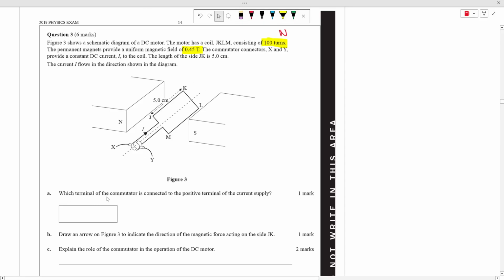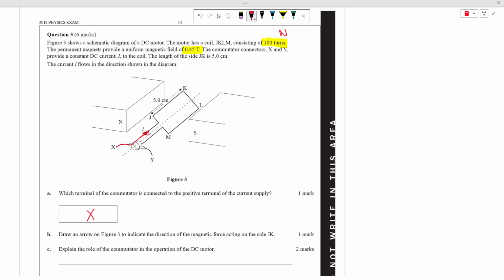Alright, current I flows in the direction shown in the diagram. Which terminal of the commutator is connected to the positive terminal of the current supply? Okay, well, current comes out of the positive terminal of the battery. So if your current is currently going here, then it's connected to X, right? So that's all you got to say.